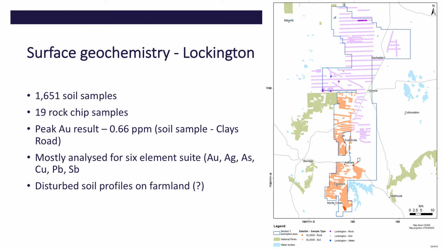So this map shows the locations of all the surface geochemistry samples. The purple colours are the samples from the Lockington dataset, and the orange are the samples from the EL3539 dataset. There's over 1,600 soil samples in the Lockington dataset, and most of them are from 2 kilometre spaced traverses with a 400 metre sample spacing.